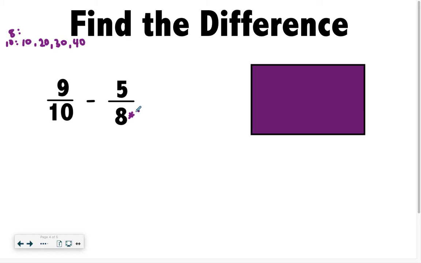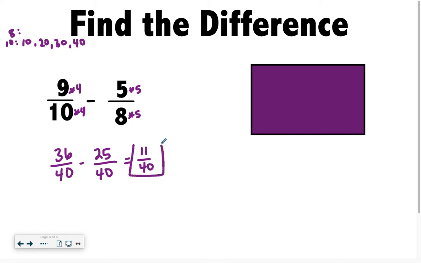And that's 8 times 5. So I'm going to multiply the top and bottom by 5. And then to go from 10 to 40, I multiply by 4. So 9 times 4 is 36, and 5 times 5 is 25. So 36 minus 25 leaves me with 11 over 40. And I look to see, can I reduce that number? I can't, so that is my final answer.